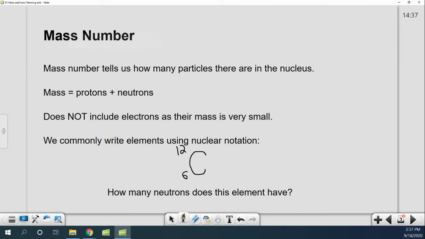So mass number. The mass number tells you how many particles there are in the nucleus. So that would be protons plus neutrons. So your mass is just your protons plus your neutrons together. Now it will never include electrons because their mass is so very small we just ignore it. It's basically 0 compared to what a proton weighs.